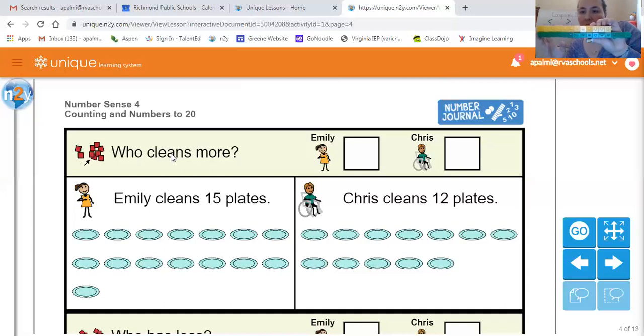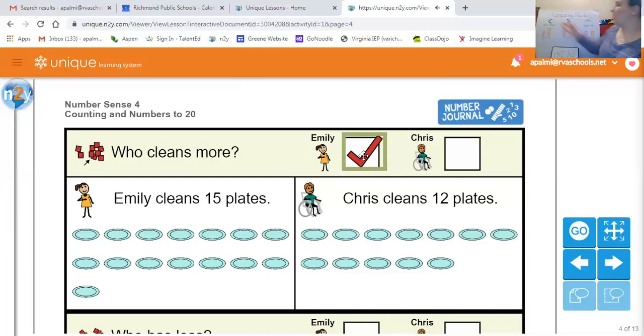Okay, so who has more? Whose tower is longer? You can see that they're both starting at the same spot on this side. Is it the yellow or the green? Yeah, the green is longer. So who had the green? Emily, very good. Emily had 15 plates and her green tower was longer.